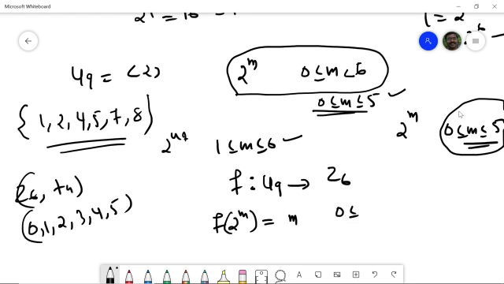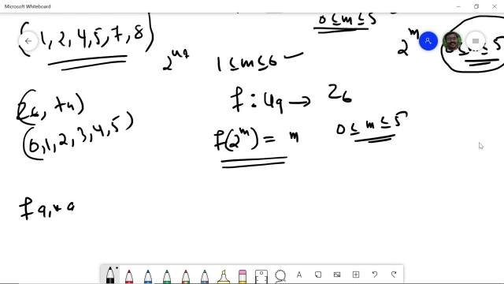Let us check whether this is a homomorphism. What is basically a homomorphism? That is f of a1 star a2 will be equal to f of a1 delta f of a2. So this is the operation in the first set, and this is the operation in the second set.